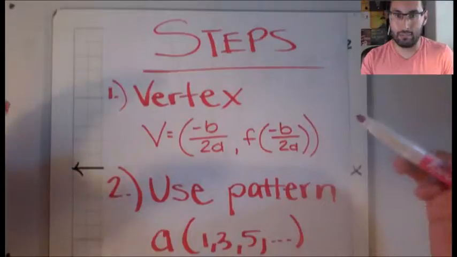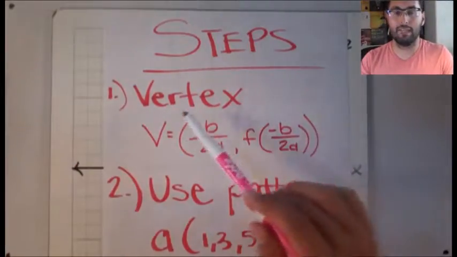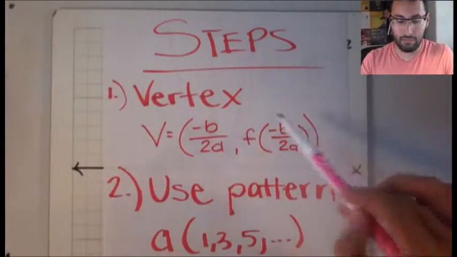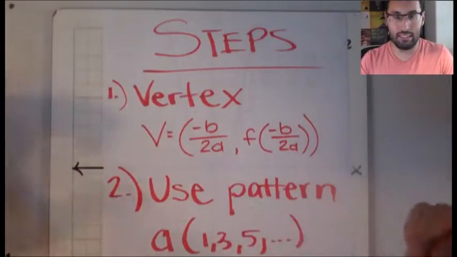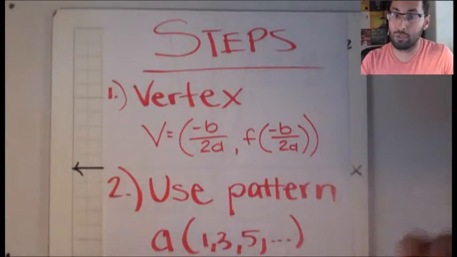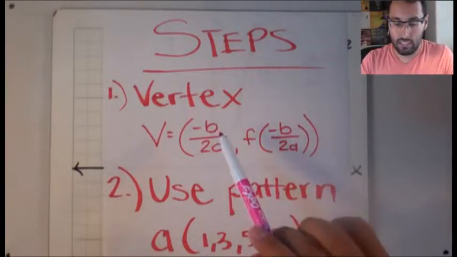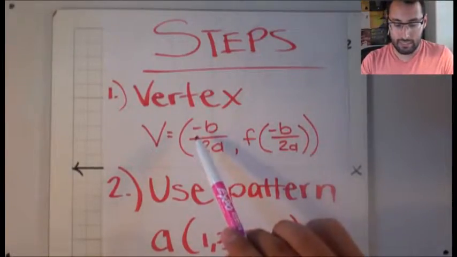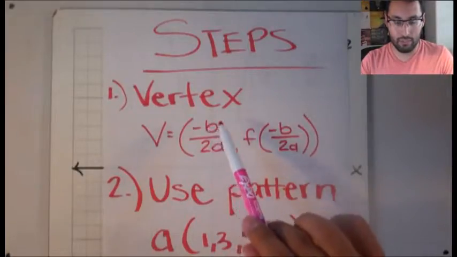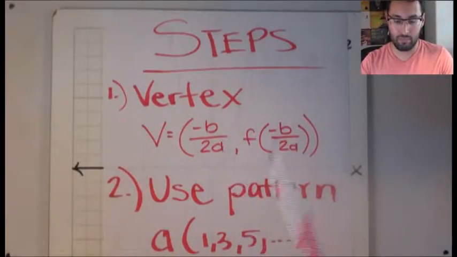There are only 2 steps. The first step is to find the vertex. To find the vertex, we have this formula over here. This actually comes from the quadratic formula, which we're going to be learning soon. In order to find the x-coordinate of the vertex, we take negative b, and divide it by 2a.